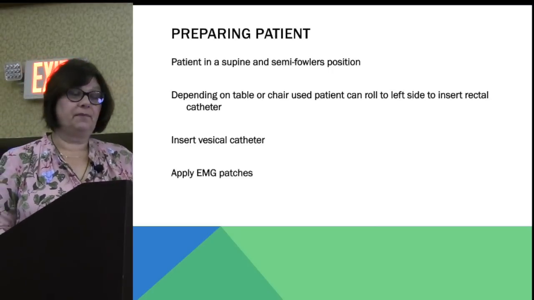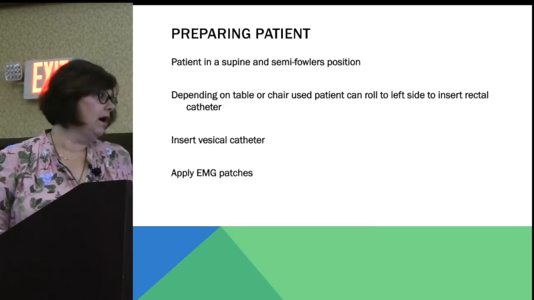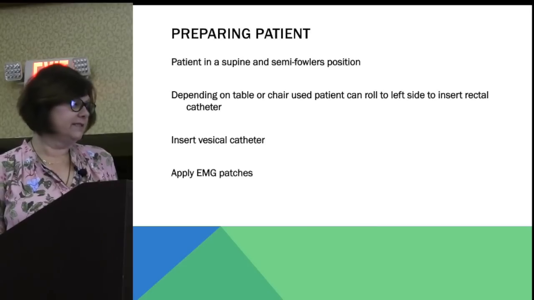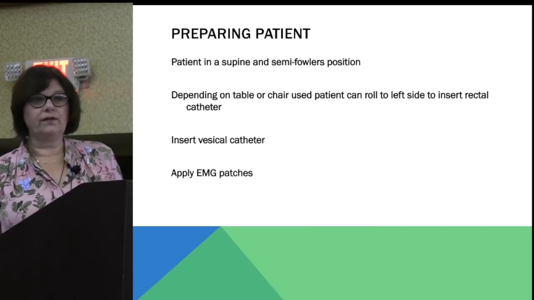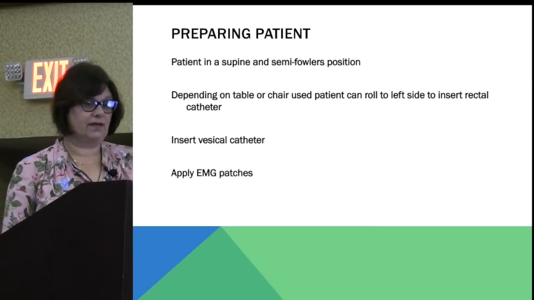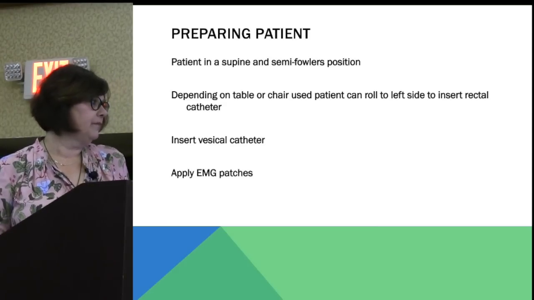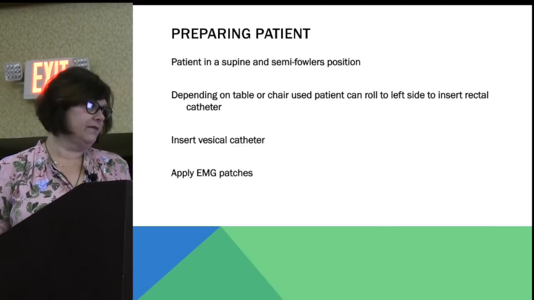So some people have a urodynamics chair. Some just use their exam table. Depending on what works for you, the patient's going to be at least in a semi-Fowler's position. If you just have a regular exam table, sometimes it's easier for the patient to roll over to their left side to insert the rectal catheter. I find that easier on a regular exam table. So I'll have them do that first, and then I'll have them roll back to their back and then insert the catheter into the bladder itself and then apply your EMG patches.